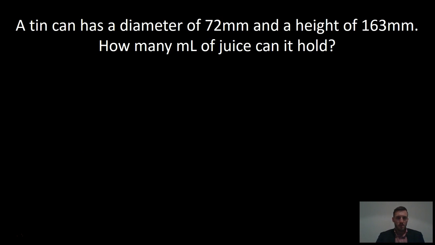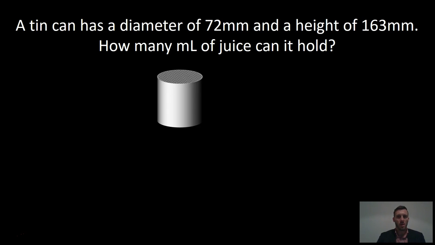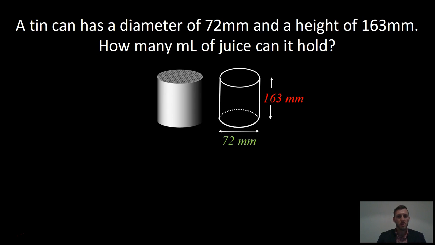A tin can has a diameter of 72 millimeters and a height of 163 millimeters. How many milliliters of juice can it hold? It's always a good idea to draw the problem first and then label your diagram with the measurements provided. This is a good starting point. Now we have a cylinder and we know that we need to work out the volume of the cylinder first. So the formula for the volume of the cylinder is pi r squared times the height, which is the area of the base or the cross section times the perpendicular height.